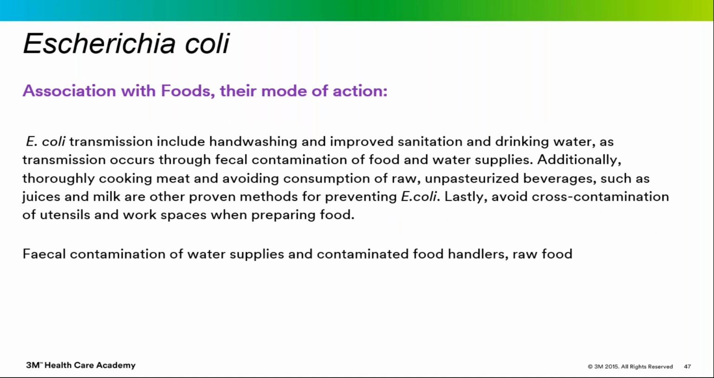Association with foods and mode of transmission in case of E. coli. Prevention of E. coli transmission includes hand washing, improved sanitation and safe drinking water, as transmission occurs through fecal contamination of food and water supplies. Additionally, thoroughly cooking meat and avoiding consumption of raw, unpasteurized beverages such as juices and milk are other proven methods for preventing E. coli. Lastly, avoid cross-contamination of utensils and workspaces when preparing food. Fecal contamination of water supplies, contaminated food handlers and raw foods are the most common sources harboring E. coli.